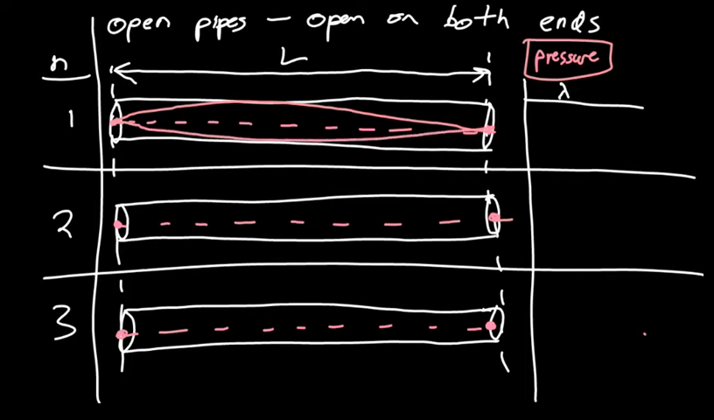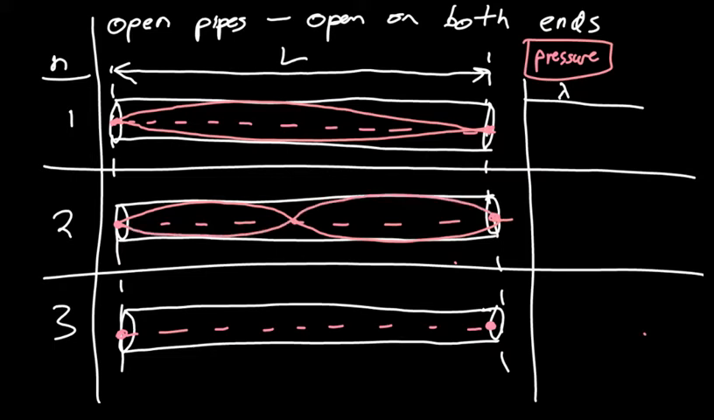Then our next one, we're going to have two antinodes. That means we'll have an extra node right in the middle here. So we might have a maximum there and then a minimum over here. Or sometime later, we've got a minimum over here and a maximum over here.